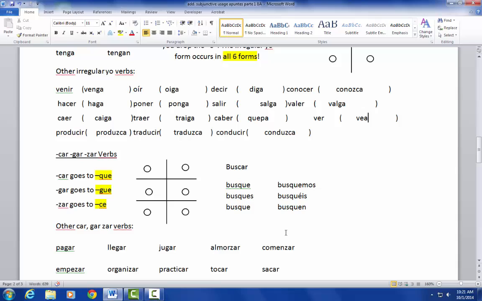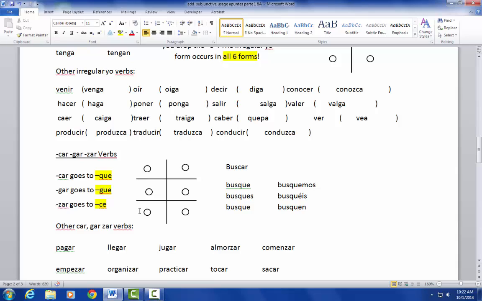Okay, let's move on to some more irregular verbs. What do we do about car-gar-zar verbs? You may be thinking, I remember car-gar-zars from the past tense, from the preterite tense. Okay, well, you're right. So it's similar, just a little bit different. So one of the ways in that it's different is that we drop the accents. So car goes to Q-U-E, no accent. Gar goes to G-U-E, no accent. Zar goes to C-E, no accent.